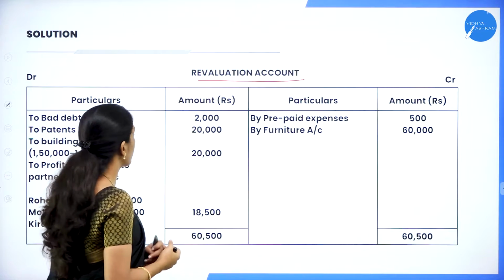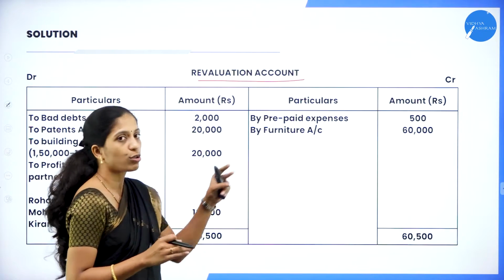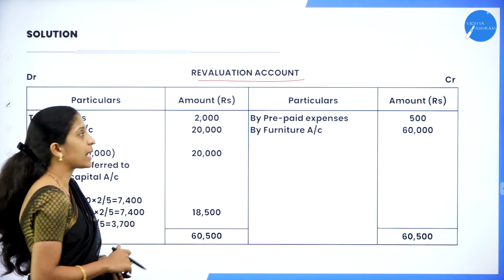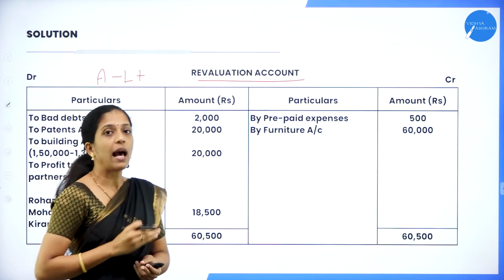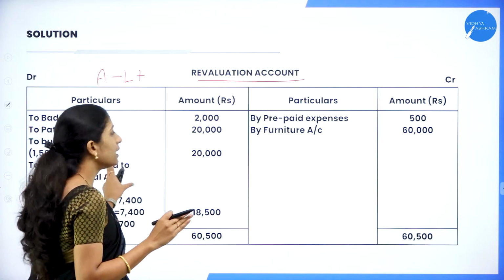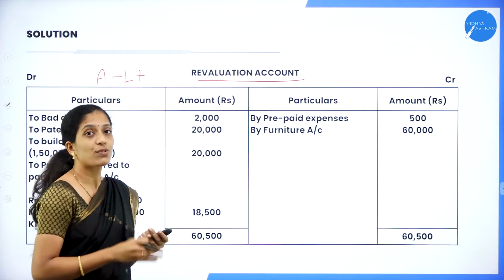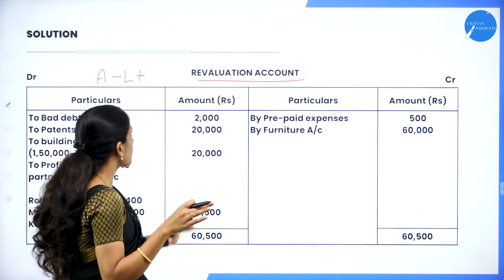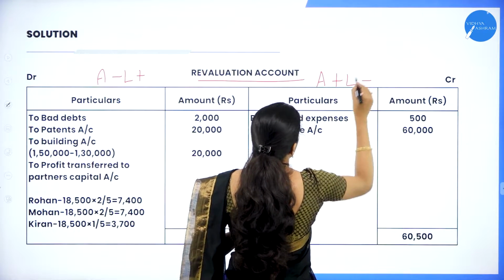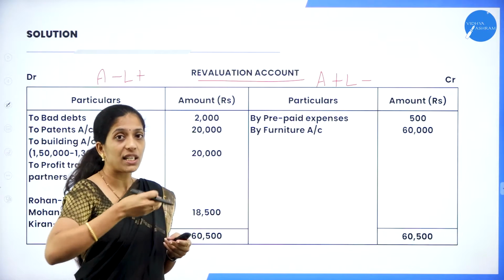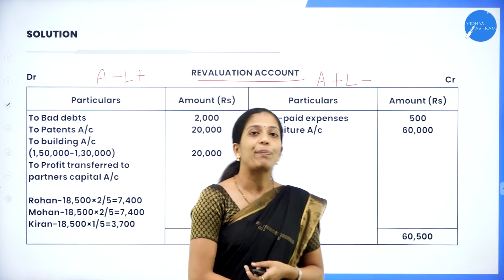Now what is the format of revaluation account? So you'll be having debit as well as credit side. Under debit side, particulars, amount, and the credit side also particulars and amount. Now what you are going to record in your debit side? That is A minus, L plus. If any asset's value has decreased and liability value has increased, you are going to record in the debit side. That is A minus means what? Asset value has decreased. So A minus. L plus means what? Liability value has increased. So that you will record in your debit side. Now coming to the credit side, we will record A plus, L minus. So if any asset's value has increased and liability value has decreased, you are going to record in the credit side.